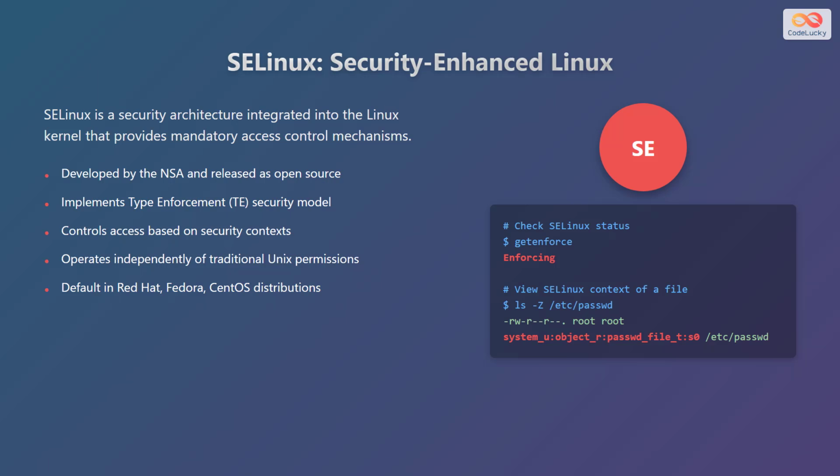Security Enhanced Linux is the default in Red Hat, Fedora, and CentOS distributions. To check the Security Enhanced Linux status, use the getenforce command. To view the Security Enhanced Linux context of a file, use the ls -Z command.